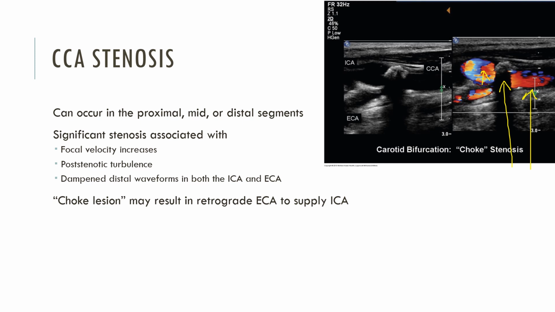You can also have a choke lesion, which can result in retrograde ECA to supply the ICA. So if for some reason the carotid is still able to provide the ECA flow, that flow can reverse out of the ECA and come back up the ICA and provide flow that way. And so that's kind of what you see happening here. The ICA is cut off, the ECA isn't. So when that blood gets into the ECA, it's kind of becoming turbulent, rotating back around and going in the ICA. So that's your choke lesion.